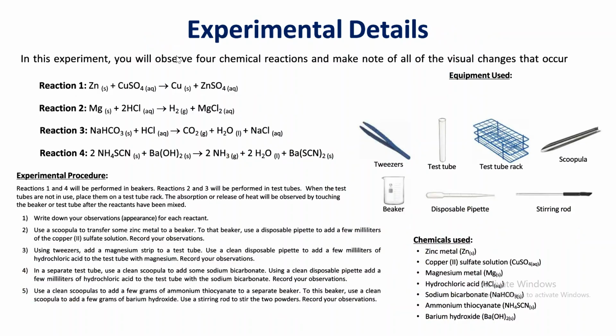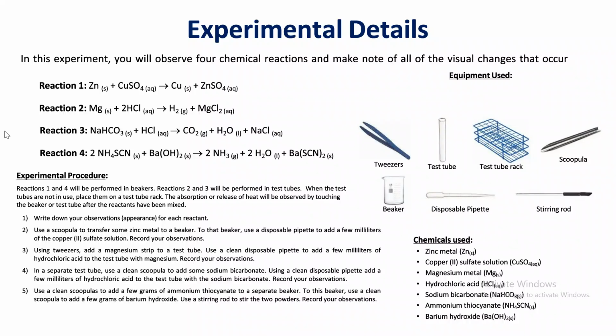Let's talk about today's experiment. We are going to be testing four reactions right here, as you can see, and we are going to monitor whether they are endothermic or exothermic. So reactions 1 and 4 will be performed in beakers, 2 and 3 will be performed in test tubes. When test tubes are not in use, we're going to put them in the test tube rack.